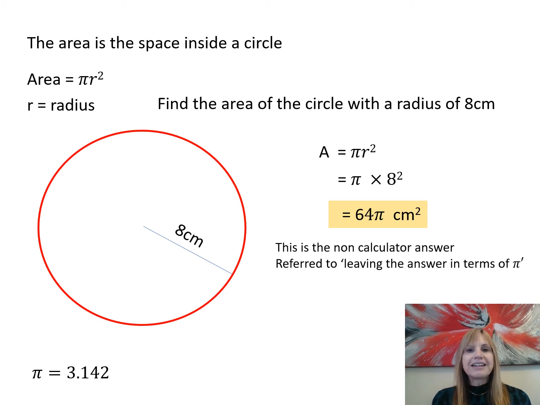To put that in a calculator, you would do 64 times pi, or if you can't find the pi button, 64 times 3.142, and that gives you an answer of 201.088 centimeters squared. I've left off the units there. That rounds to 201.09 centimeters squared to 2 decimal places.